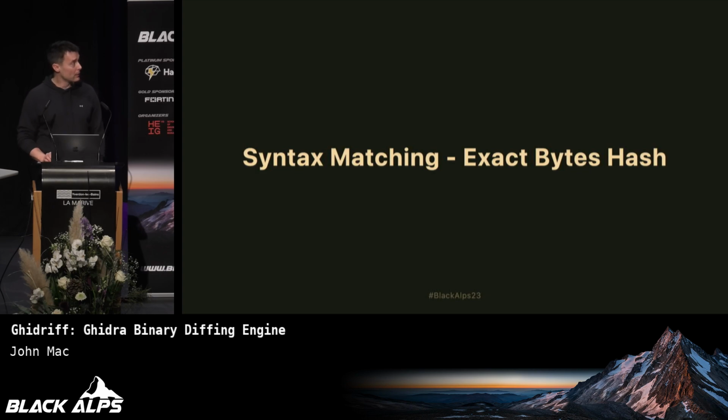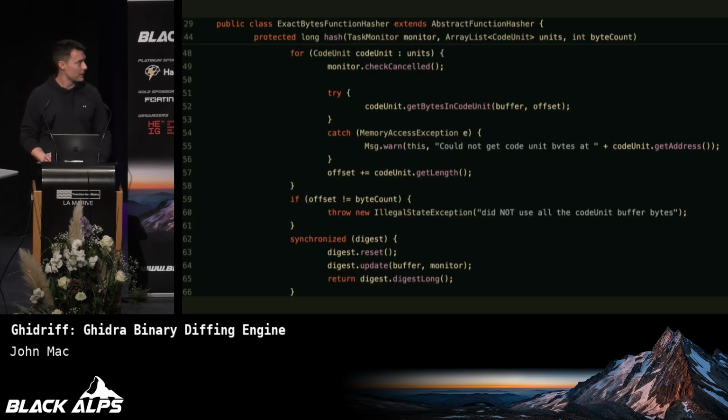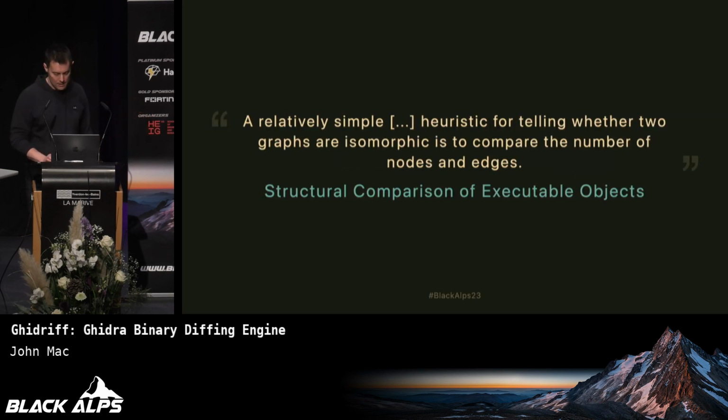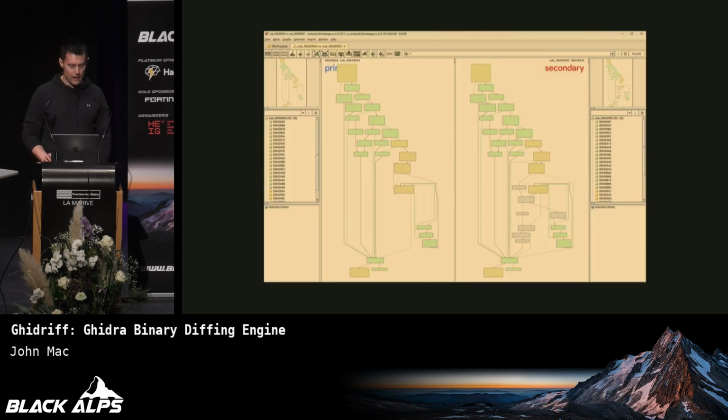A quick look at a syntax function. You're probably not going to be able to read this from where you are, but all this function is doing is going byte for byte, putting them into a buffer and hashing it, and that's how it's doing the correlation. That's an exact bytes hasher. For structural matching, you can look at the edges and nodes of two graphs, or the control flow graph of two functions, compare those and see if they are the same or not.